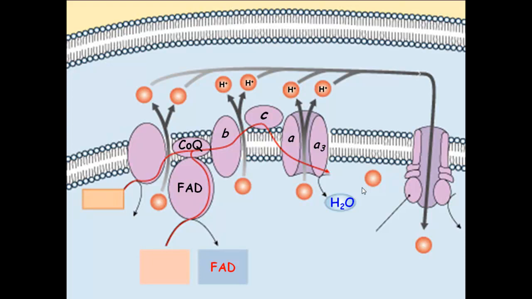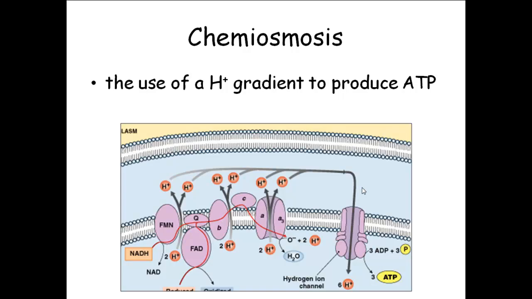Now, I got a bunch of protons here. What do they want to do? I got a concentration gradient, don't I? They want to come back in, right? All right, now we're going to finally make the ATP. The movement of these protons back into the mitochondrial matrix drives a protein that makes ATP. That process, the use of this proton gradient, or hydrogen ion gradient, to make ATP is called chemiosmosis. Chemiosmosis is just the word that describes using the movement of these protons to make ATP.